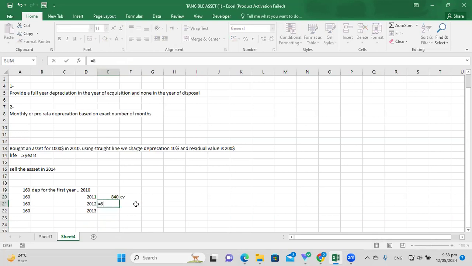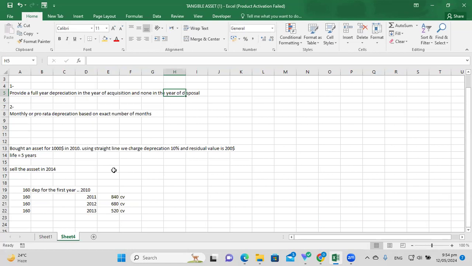And then again, 840 minus 160. This will be the carrying value at the end of 2012. And then again for 2013. So this is the carrying value at the end of 2013, okay? But for 2014, we won't charge any depreciation because they clearly told us to provide a full year depreciation in the year of acquisition and not in the year of disposal. So disposal means that we are selling in 2014, we won't charge any depreciation in our selling year. In the year of disposal, we won't charge any depreciation. All right, so that's what it means.